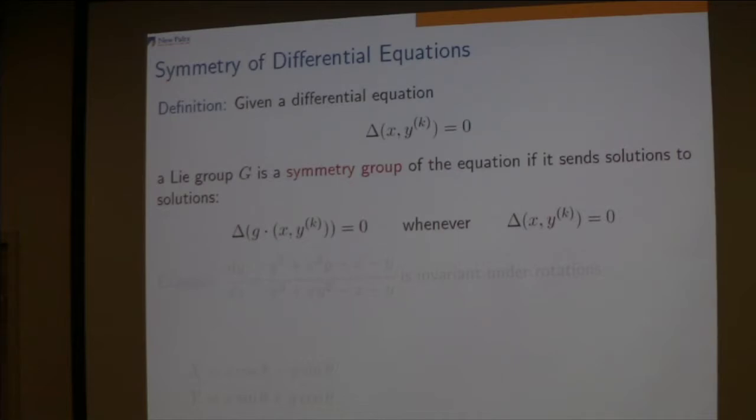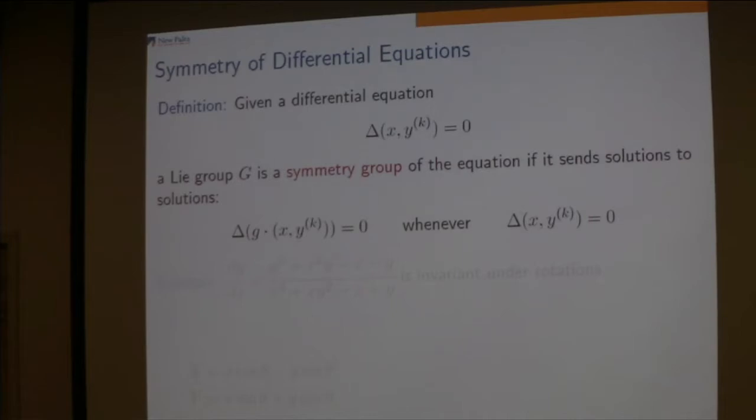If we give ourselves a differential equation Delta, we have this notion of symmetries of differential equations, which is more familiar. We give ourselves a Lie group G, which is allowed to act on the independent variable x and the dependent variable y. We say that it forms a symmetry group if it sends solutions of our differential equation to new solutions of the differential equation. That's the notion of symmetry: it preserves the set of solutions.